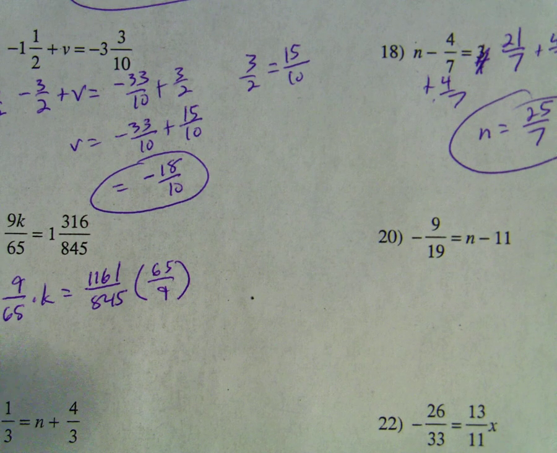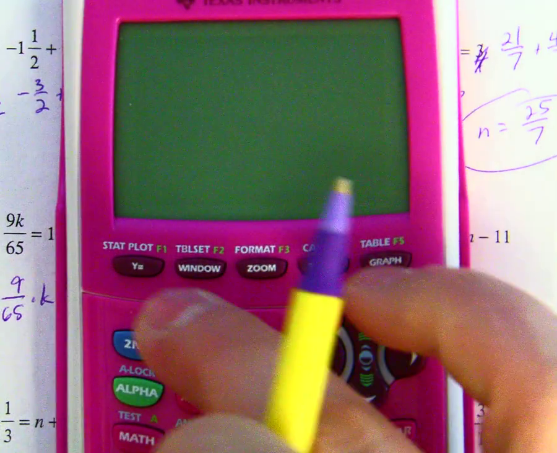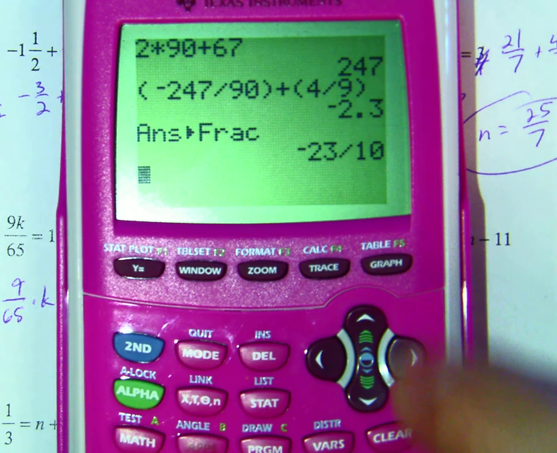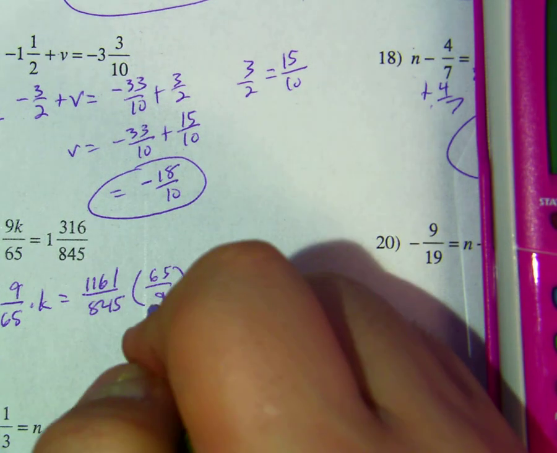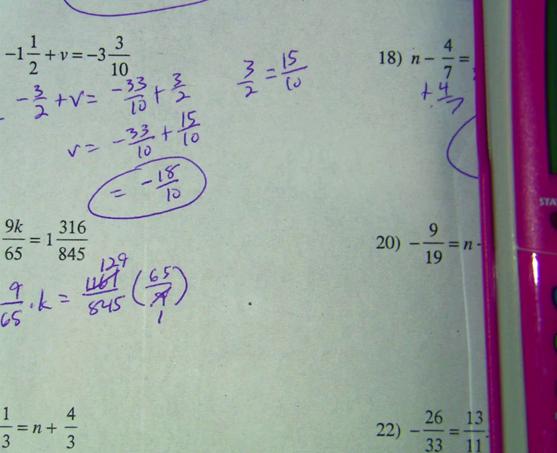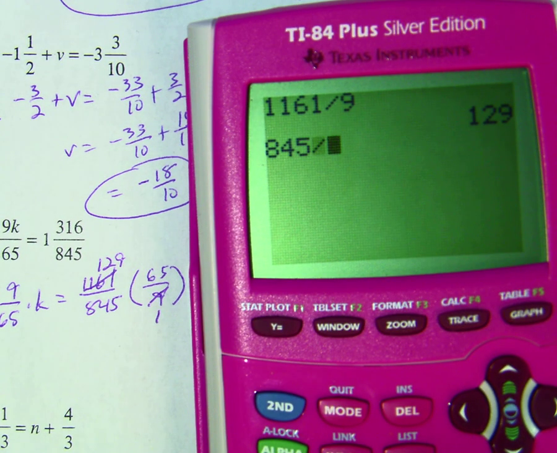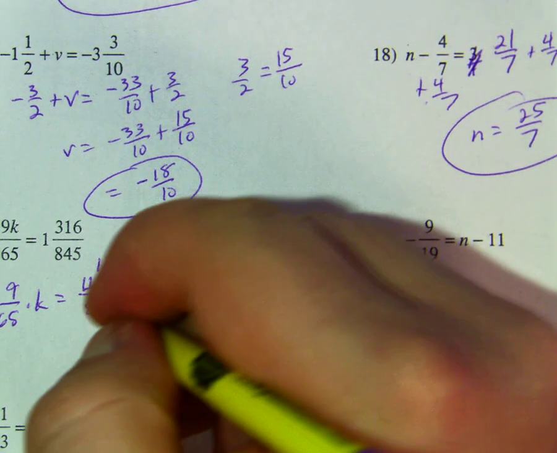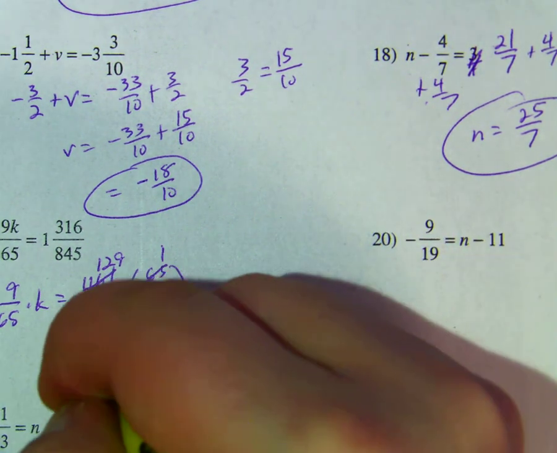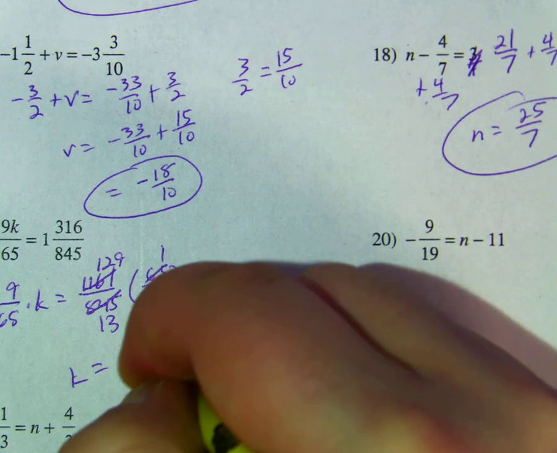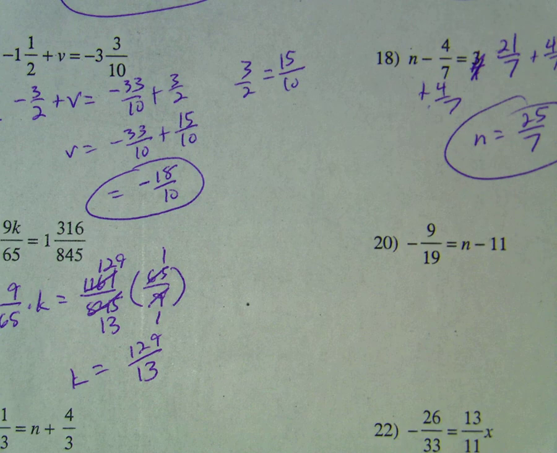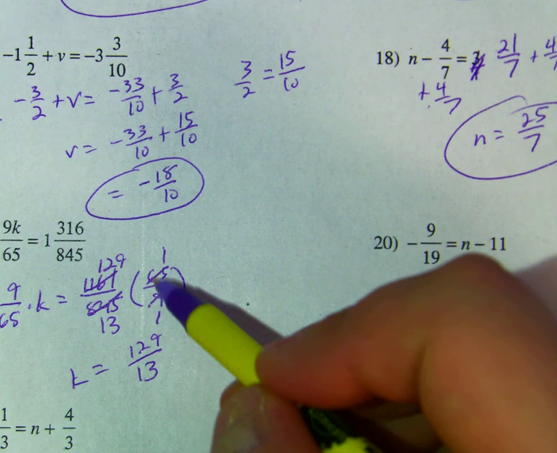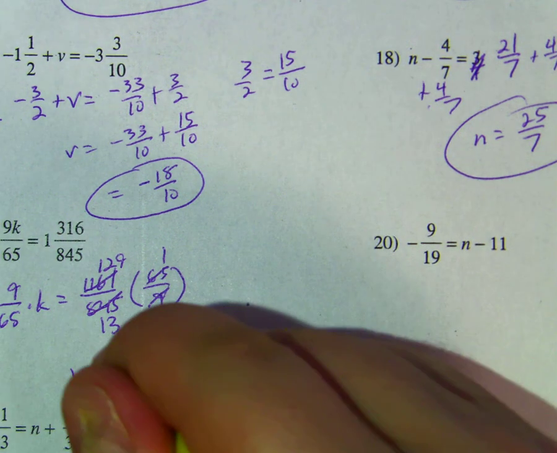Now, this is somewhat ridiculous to try and multiply, so what I'm going to do on my calculator, I'm going to look at the numbers that are in common and say 1,161 divided by 9. That gives me 129. So this can become a 1, and this can become 129. And then 845 divided by 65 is 13. So the 845 becomes a 13, 65 becomes 1. So k equals 129 over 13. I'll see if that one simplifies. No, it doesn't, so I'm going to leave it as is. When you're dealing with big numbers, it's sometimes easier to do this than to try and multiply them together and get a huge number.